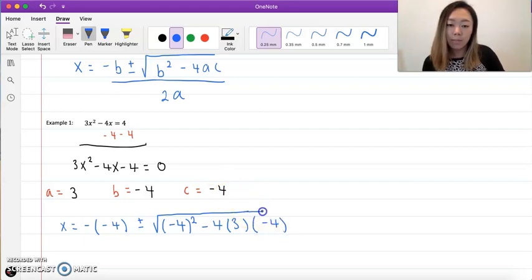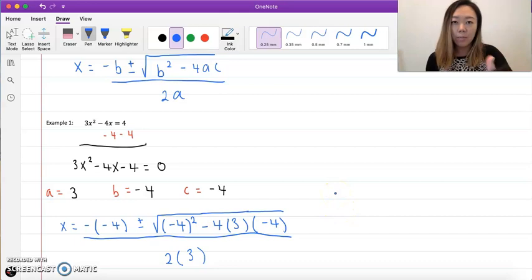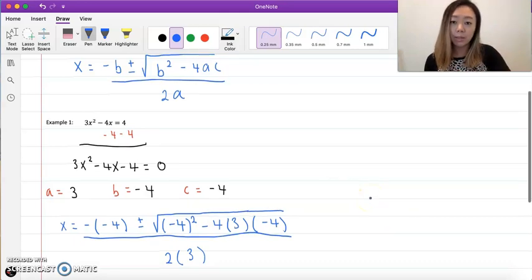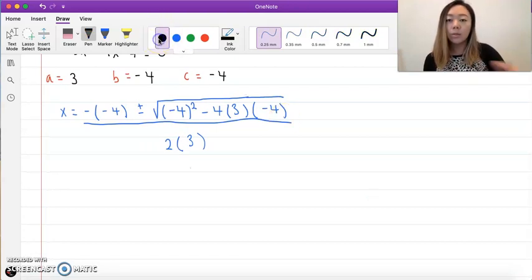I need to extend out my square root, there we go, and divide all of that by 2 times a. A is 3, so 2 times 3. So this is what it looks like. I know that it looks a little bit overwhelming at first, but I promise you it's not too bad. We just go one step at a time, okay? So let's go ahead and start from the beginning and simplify this out.